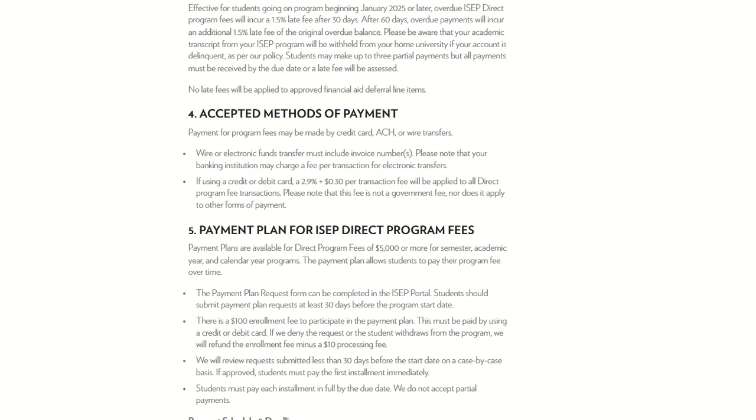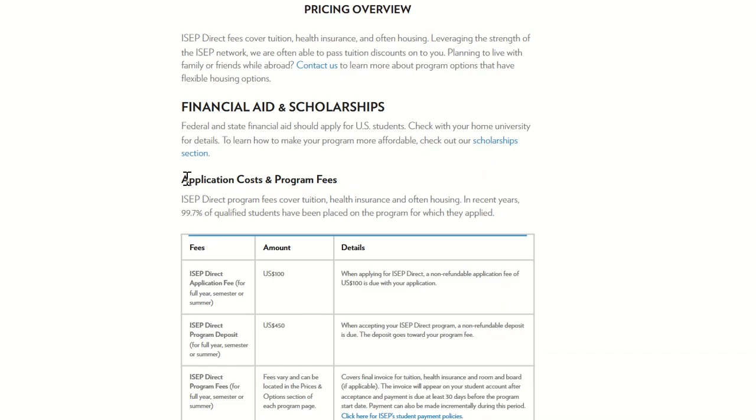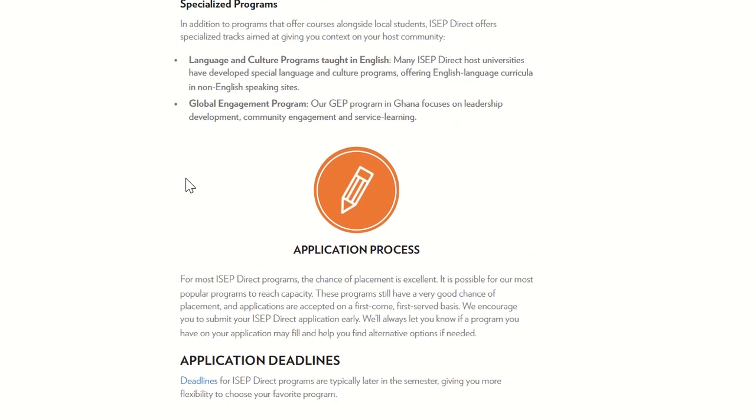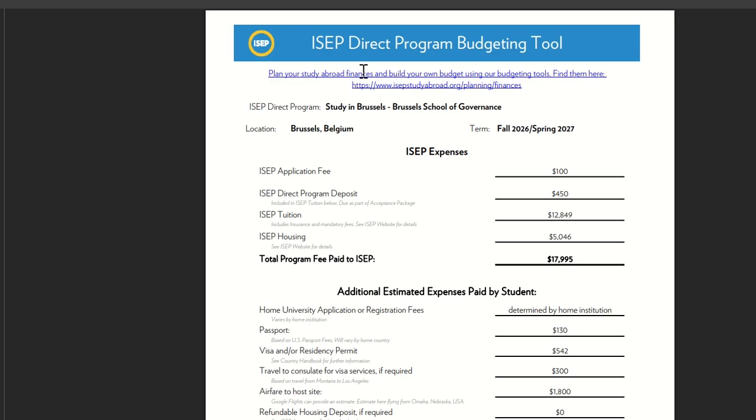ISEP Direct programs also have flexible deadlines. While students are encouraged to submit their ISEP application by the priority deadline in order to start their ISEP placement process as soon as possible, students can submit their ISEP Direct application until the deadline date listed on the program page.